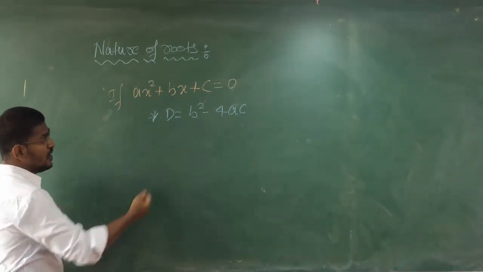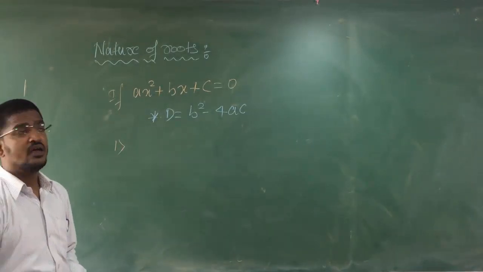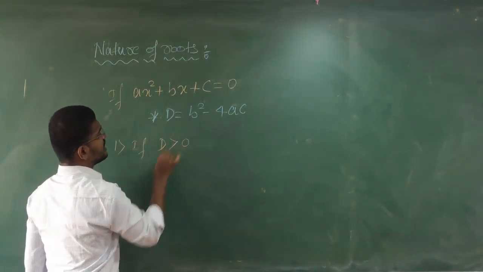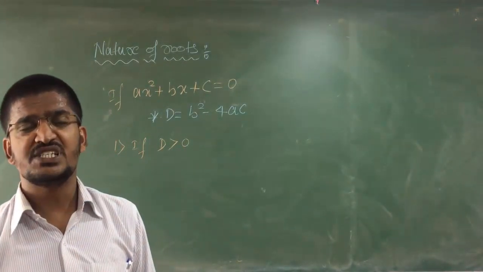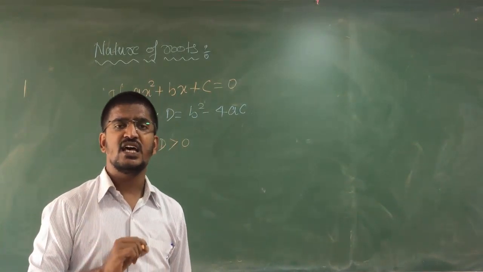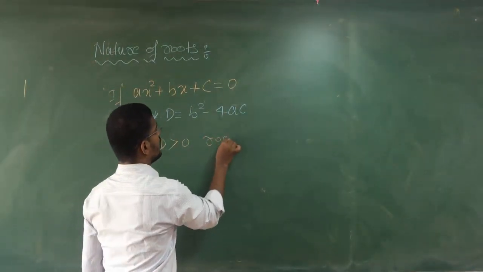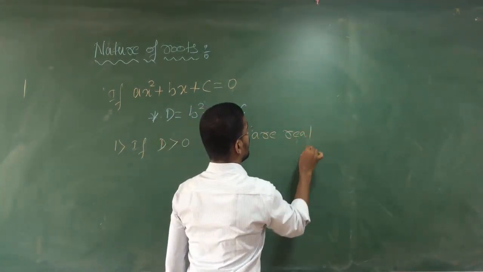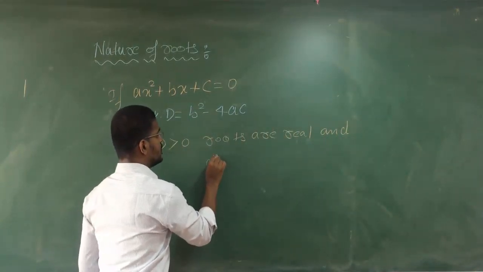Okay. If this is your discriminant, first thing, if D is greater than 0, are you getting my point? If discriminant is greater than 0, then roots are real and distinct.